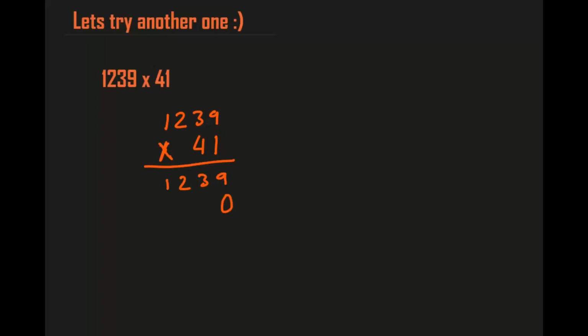Because, like I said before, when you're multiplying, this is basically us separating it. We're multiplying them separately. We multiplied by 1 right now. Now we're multiplying by 40, not 4. That's why we're adding a 0 at the end. So we're going to do 9 times 4. 9 times 4 is 36, so we get a 3 up here, and then a 6 down here.